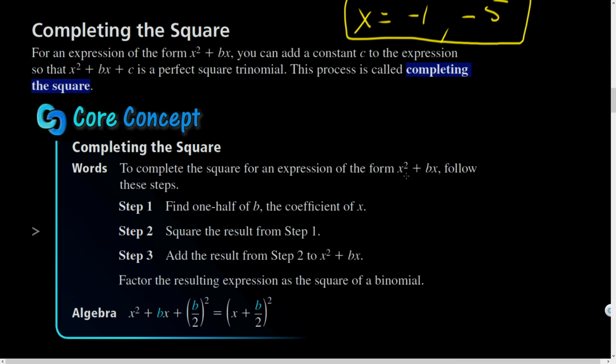Of the x term, square the result, and then add that. So I like to say, and you could write this down, the new c term is going to equal b divided by 2 all squared.